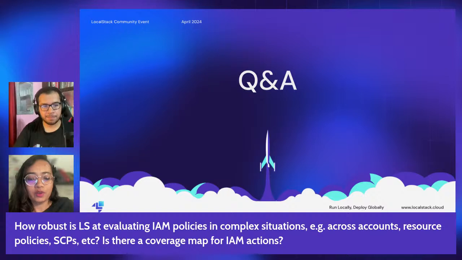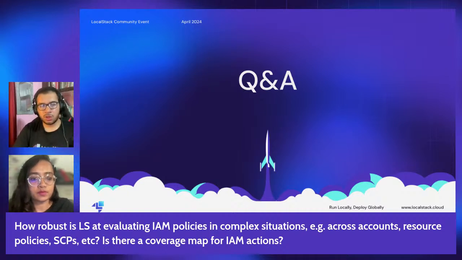Yeah. Cool. So we have this last question, Harsh. I think it's a bit unrelated to CI, but again, this is one of the features which we support, which is amazing. So how robust is LocalStack at evaluating IAM policies in complex situations, like cross accounts, resource policies, and is there any coverage map for IAM actions? Coming to the latter part of the question, I'm pretty sure that there is no coverage map for IAM actions, but that's good feedback, which we'll take and we'll try to deliver on that.